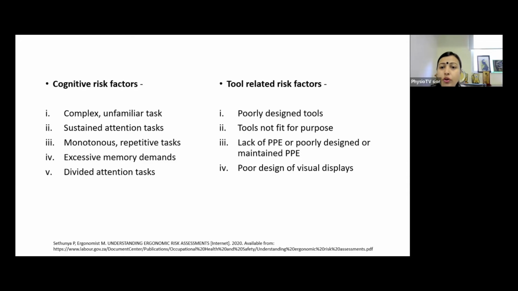Now, what are some tool-related risk factors? When an occupation requires the use of any tool, whenever there are poorly designed tools, when the design is not as per the anthropometry of the person, so the modification or the universal design principles are not taken into consideration, tools are not fit for the purpose. Maybe the task is something, but the tool dimensions are such that it is not able to apply a good amount of force. So sometimes that can also become a risk factor.